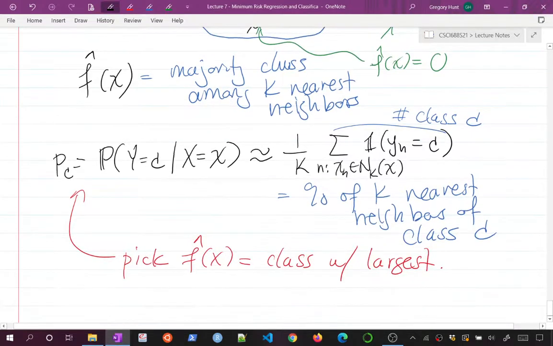And you can view it in this way as an approximation of those. I mean, no one actually computes it this way, but you can view it as approximating these class probabilities and then picking the largest one. Okay, let's stop here.